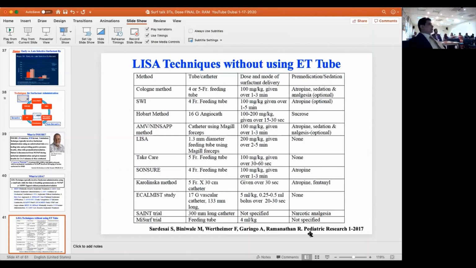Pre-medication: the majority of the centers used atropine. Some of them used fentanyl or sedation and reversed with Narcan. Support method in Australia, and in some studies none was used, like the ECALME study.